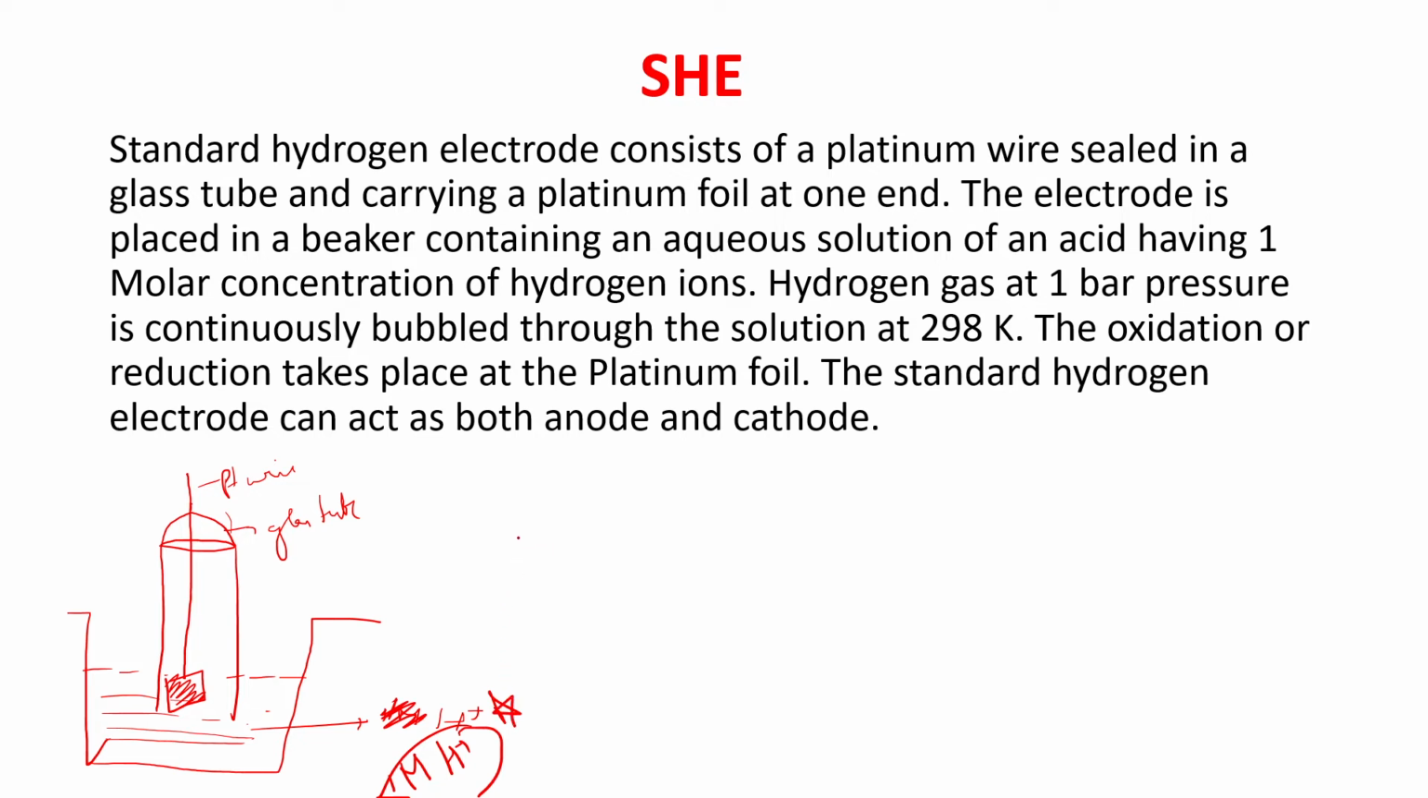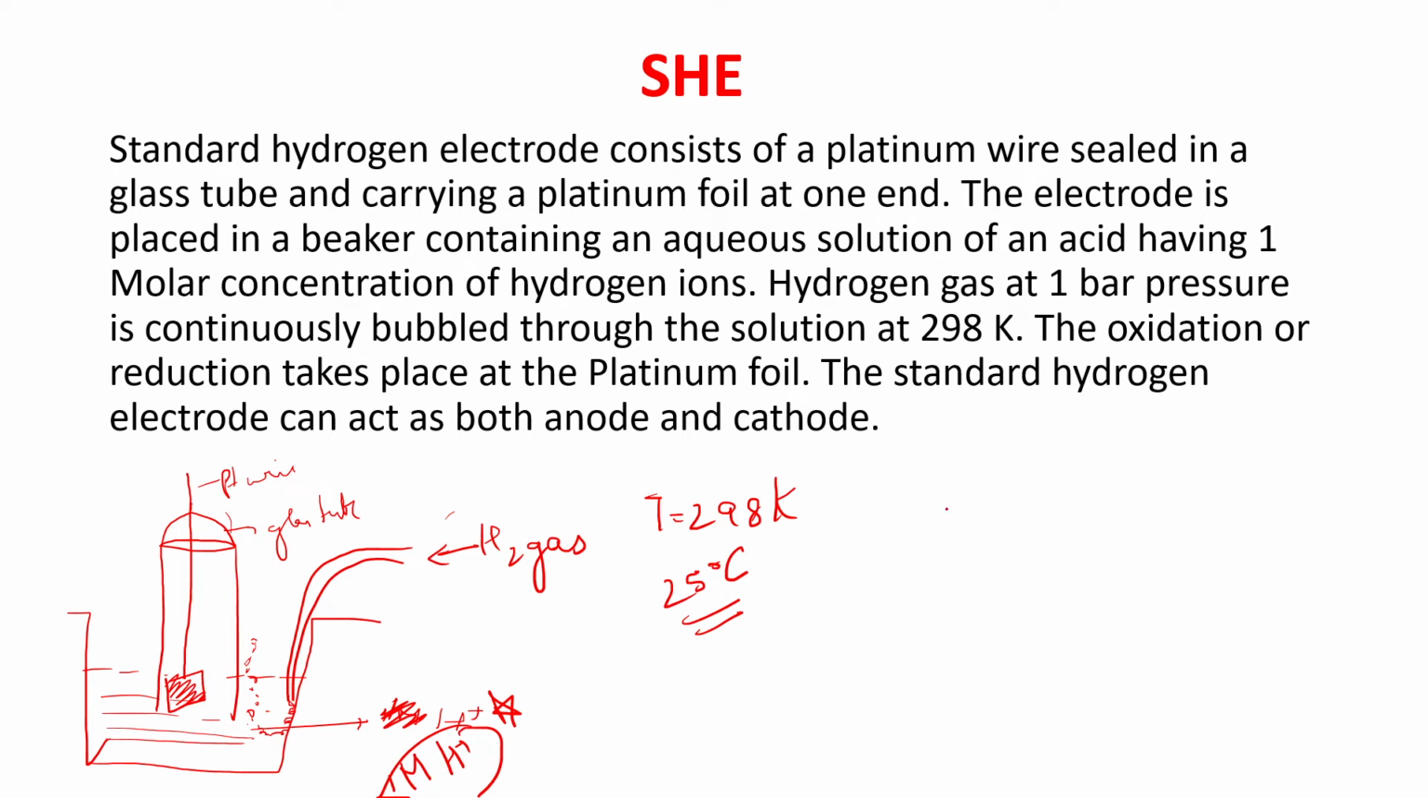Hydrogen gas at 1 bar pressure is continuously bubbled through the solution. So here hydrogen gas is also bubbled, and the bubbles are maintained. So you are providing hydrogen gas at temperature 298 Kelvin, that is, room temperature, 25 degrees Celsius. The oxidation and reduction takes place at the platinum foil.